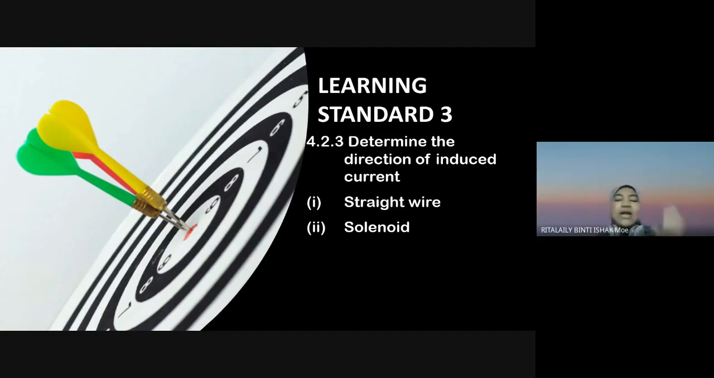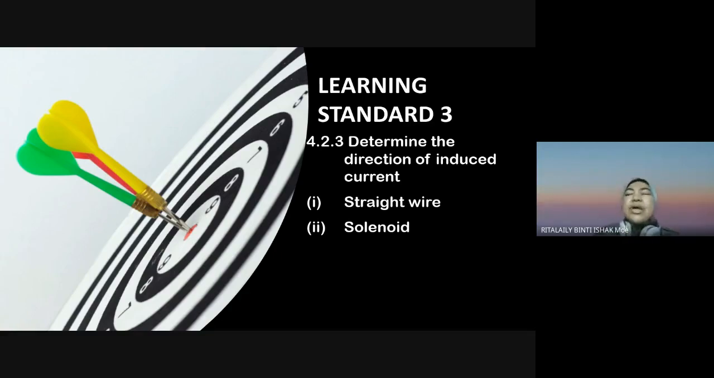As long as there is cutting of magnetic flux, you will get induced EMF. As for learning standard two, it is to discuss the factors that affect the magnitude of induced EMF. You need to explain it using Faraday's law: if the rate of cutting of magnetic flux increases, the magnitude of the induced EMF also increases. Now we come to learning standard number 3, determine the direction of induced current.